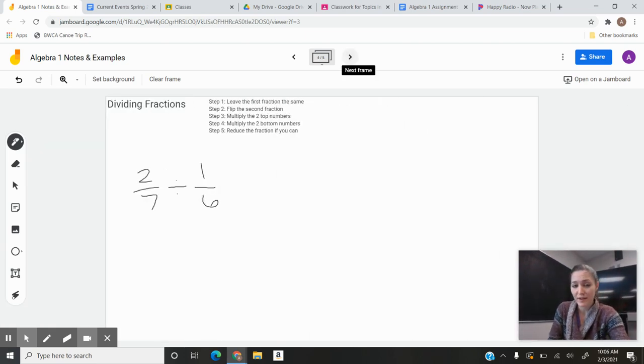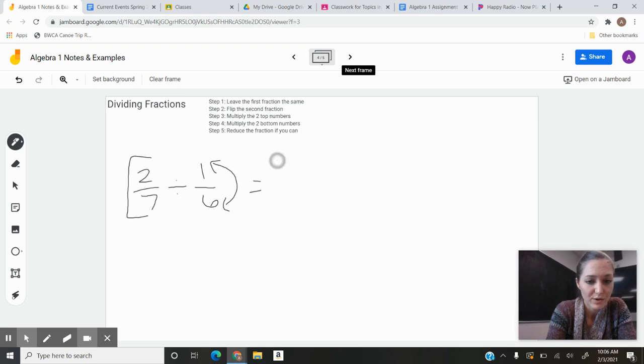All right, dividing fractions is still pretty simple. You just have one extra step. So it's very similar to multiplying, just one extra step. You're going to keep the first fraction the same, and then you're going to flip the second fraction around and then multiply the top two numbers by the bottom numbers.